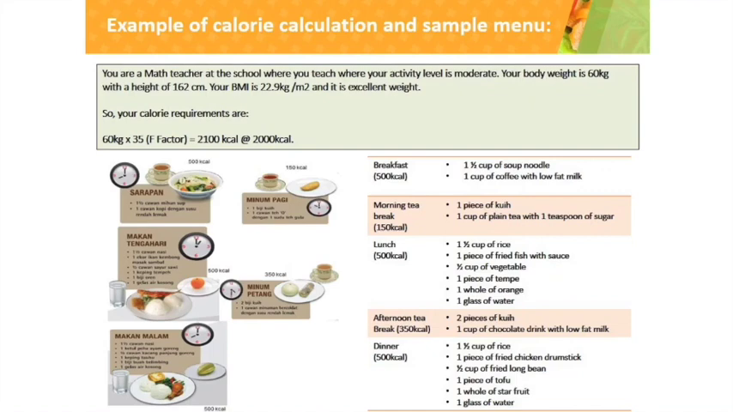The first example, if you are a maths teacher at school where your activity level is moderate. Your body weight is 60 kilograms with a height of 162 centimeters. Your BMI is 22.9 and it is normal weight. So, your calorie requirement is 60 kilograms times 35, the F factor, equals 2,100 kilocalories or around 2,000 kilocalories. An example of a daily menu for 2,000 kilocalories is as shown in the table.